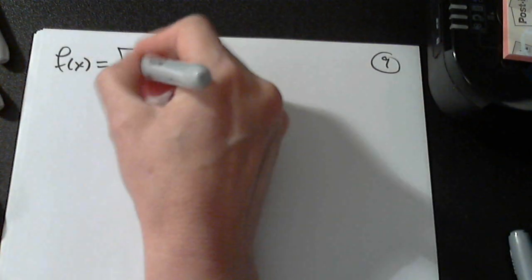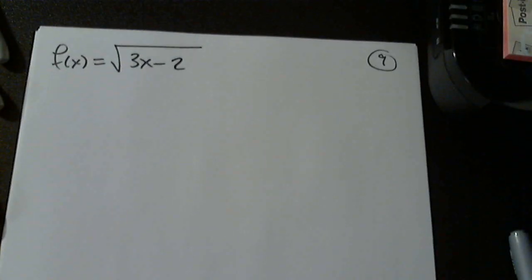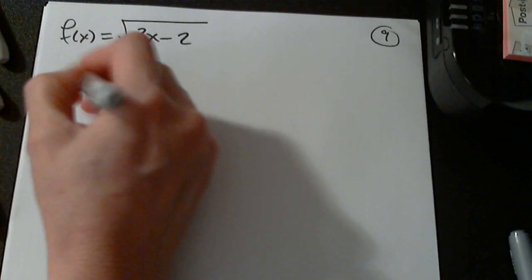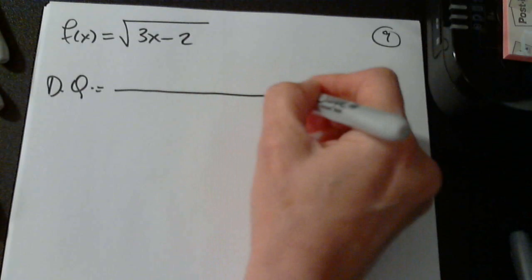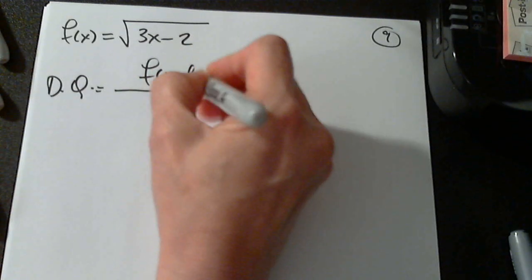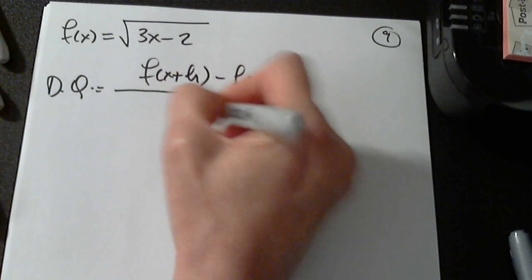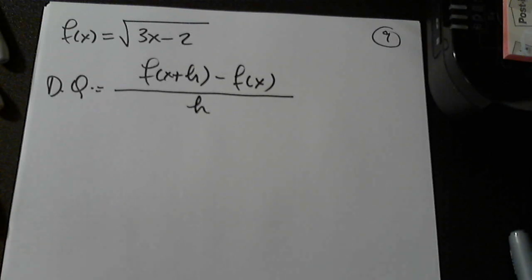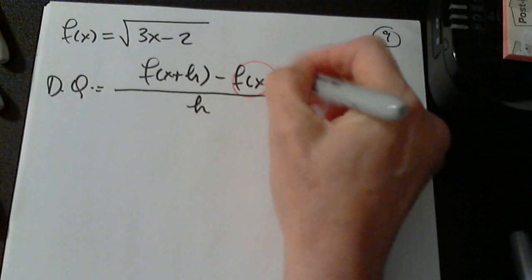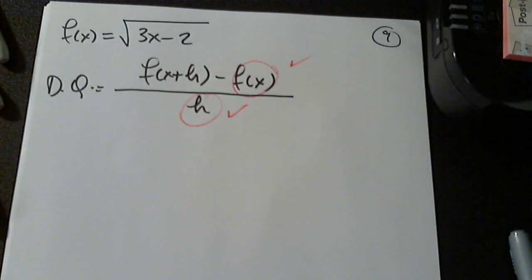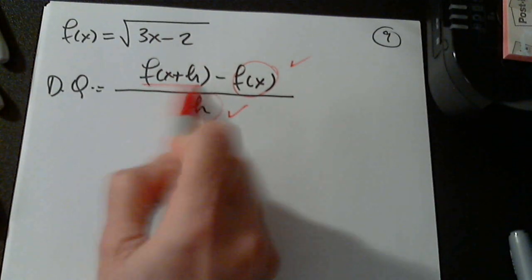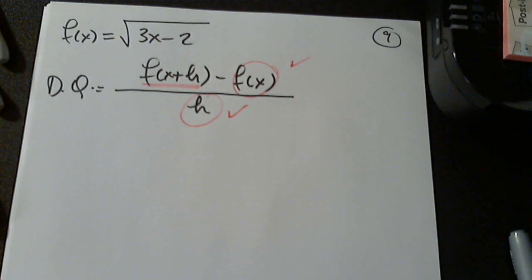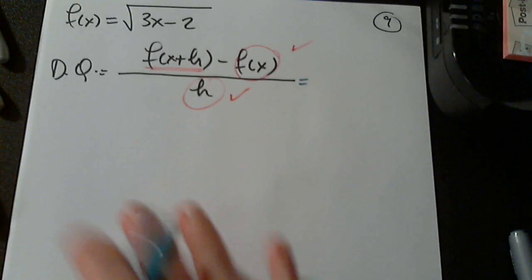Let's say the square root of 3x minus 2. I want the difference quotient. I know what it is: f of x plus h minus f of x divided by h. I know that these are benign. There is nothing I can do here, carved in stone. The only one that needs work is that. Sometimes more work, sometimes less work. Can anyone give us the f of x plus h?